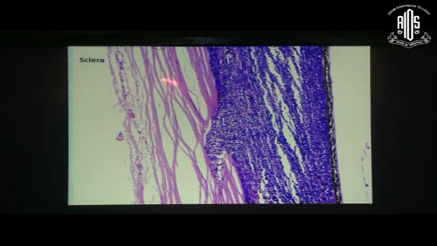Now this is a picture which shows sclera and full thickness choroidal invasion. Now here the tumor is budding into the sclera. And here you see tumor on both sides of the sclera. So that's extraocular tumor extension, which again makes it stage T4.